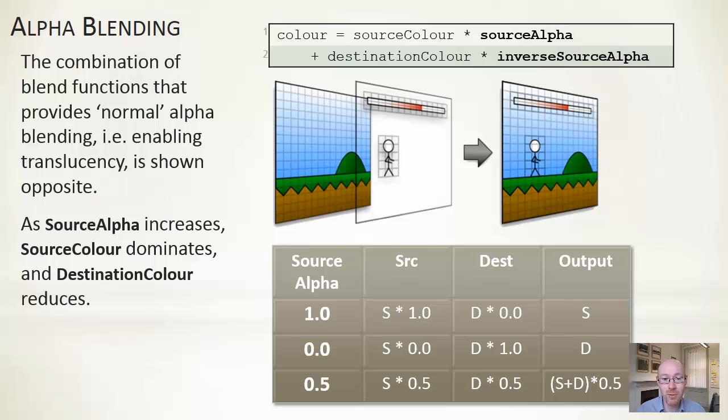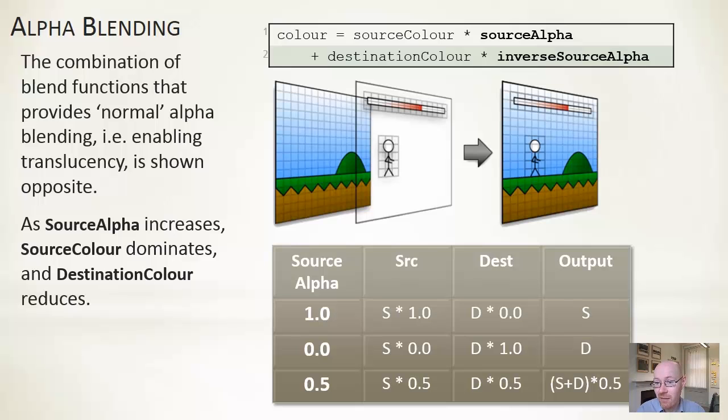And we'll be adding onto it the destination color times inverse source alpha. That's 1 minus the source alpha. So 1 minus 1 is 0. So we're adding on 0 of the destination color, which is fully the source color. If we had a source alpha value of 0, then it's the other way around. The source color multiplied by 0 gives you 0, plus the destination color multiplied by the inverse of that, which is 1. So in other words, we just end up with the destination color.